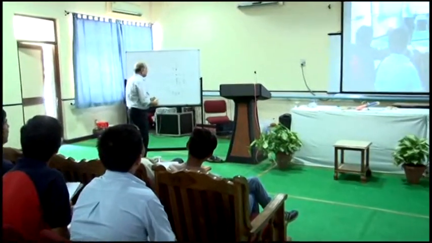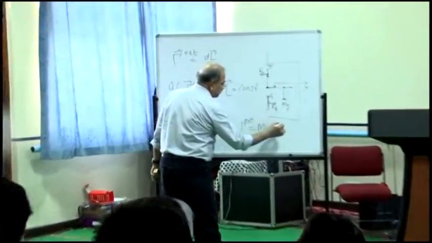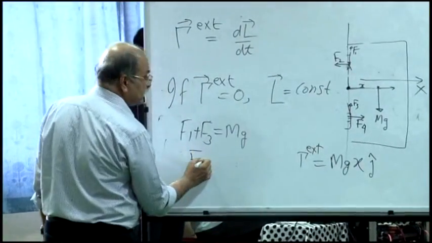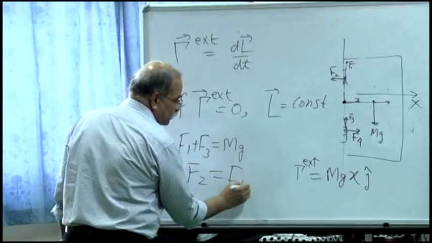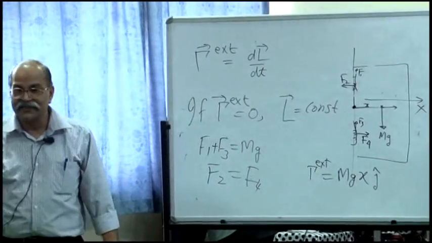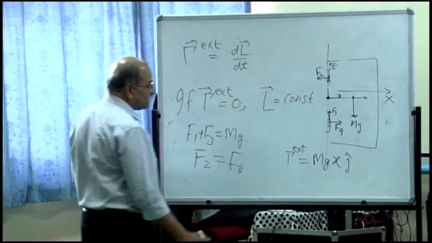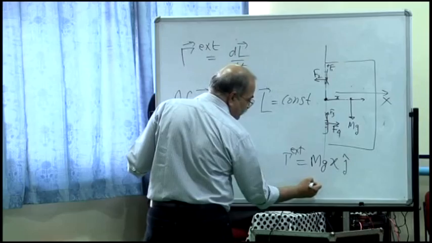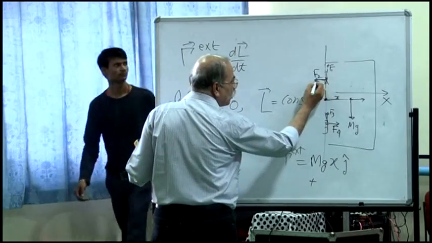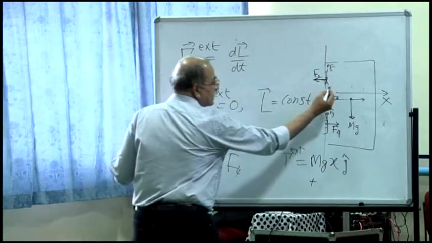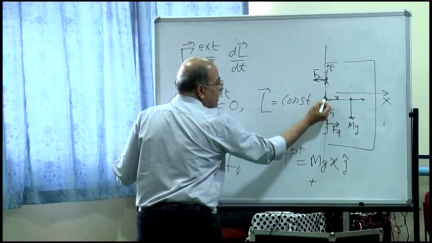Now, F2 is equal to F4. So that takes care of my translational equilibrium. And rotation, now look at this: this is mg, and what about this F2? F2 is in this direction and R is in this direction.